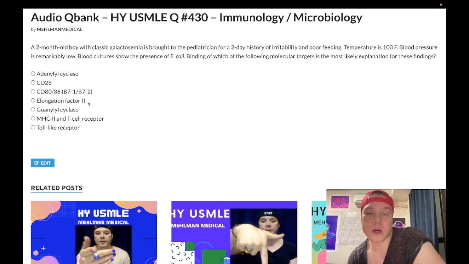Nothing crazy or complicated. So now we're down to the 2 most important answers, MHC2 and T cell receptor or toll-like receptor. The correct answer here is going to be toll-like receptor 4. Okay, so TLR4, aka CD14 on macrophages. This is the mechanism for endotoxic shock. So gram negatives, lipopolysaccharide, LPS, all right? The lipid A of LPS is going to bind to toll-like receptor 4, aka CD14 on macrophages. Macrophages release cytokines, cause sepsis.